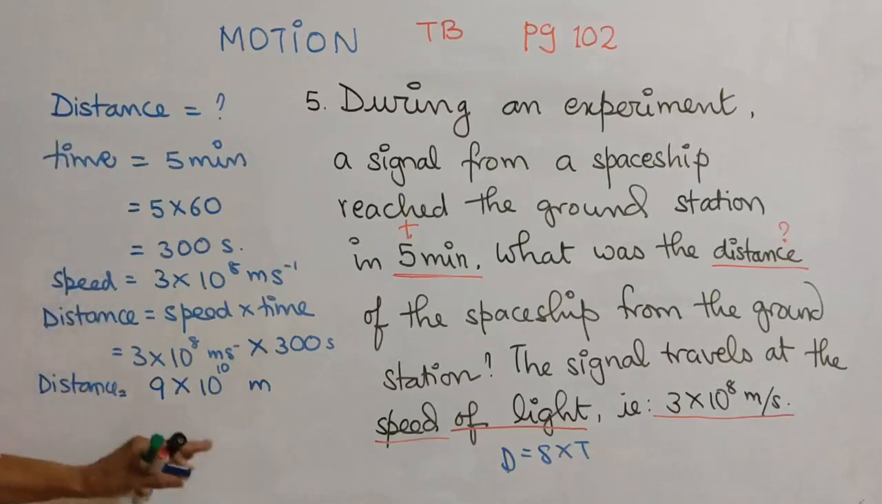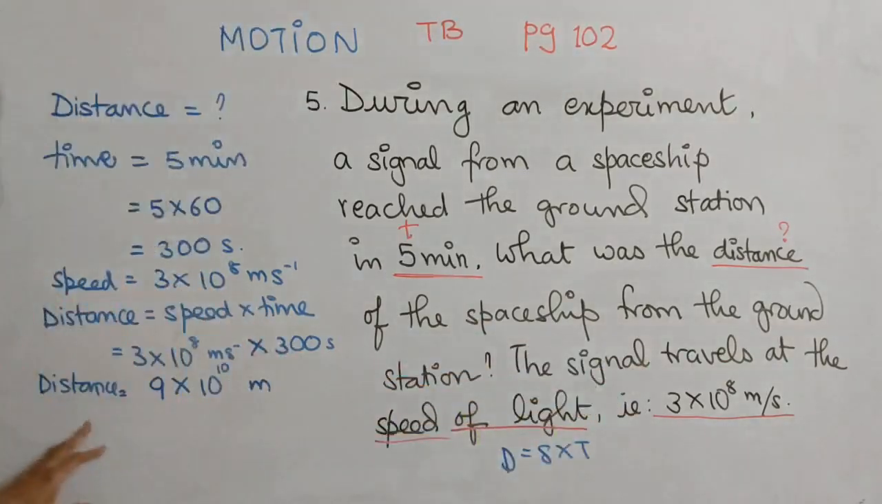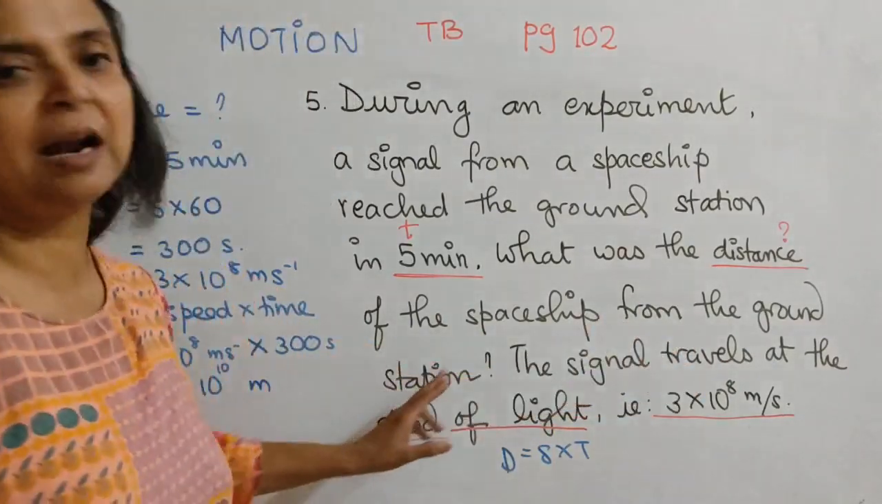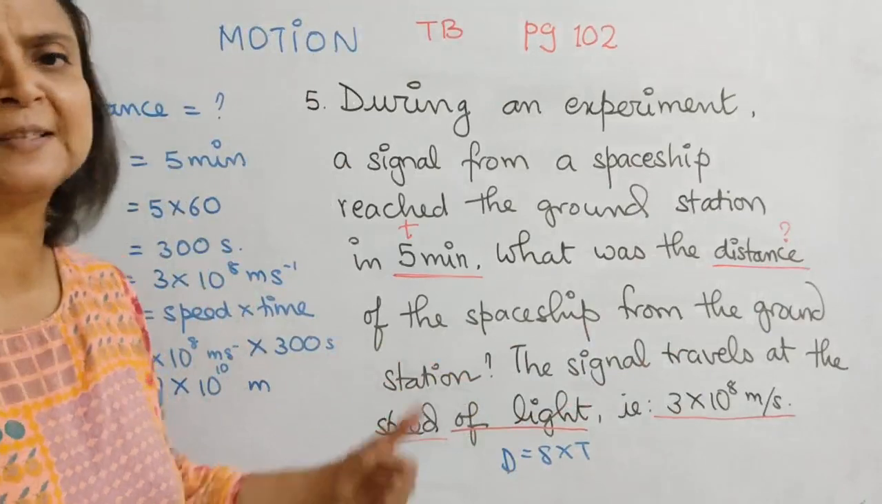this much. And how would you write the answer? The spaceship is 9 into 10 raised to 9 meters away from the ground station. It was a very simple one.